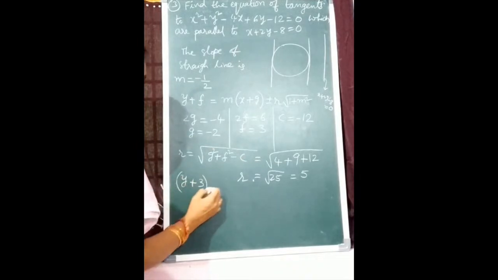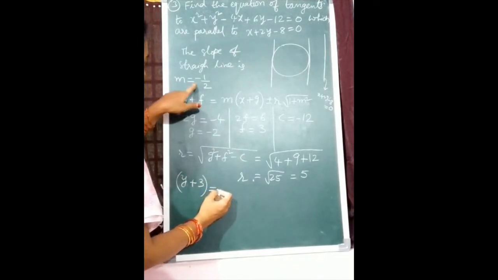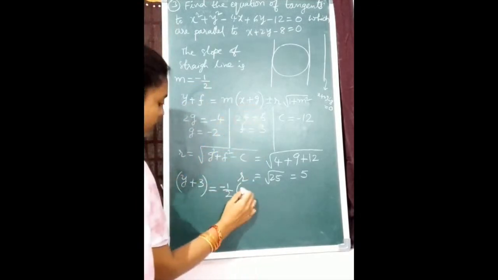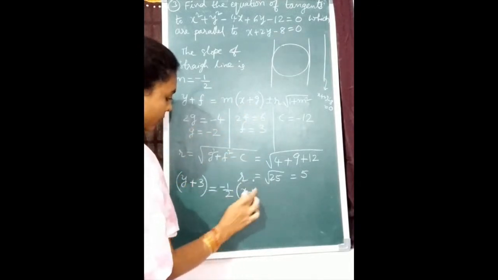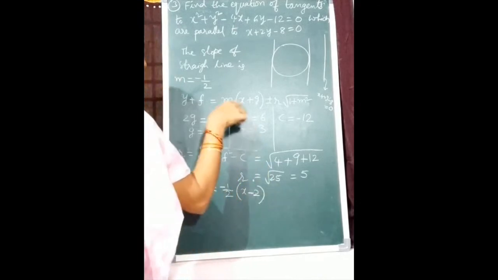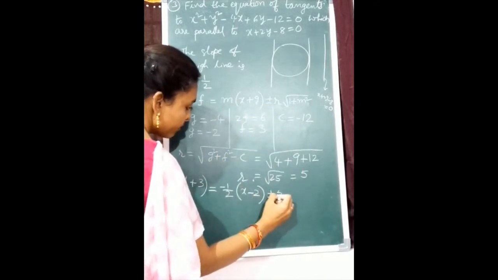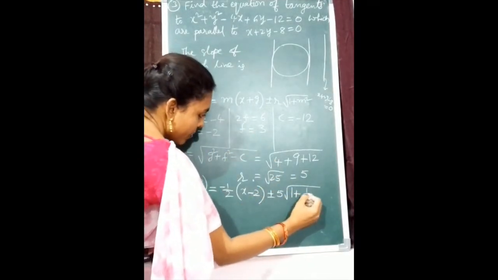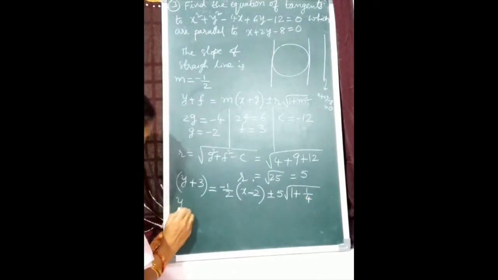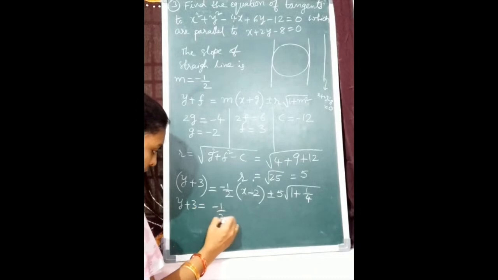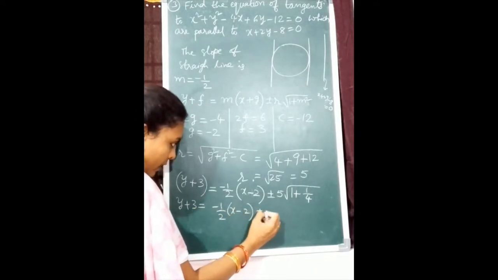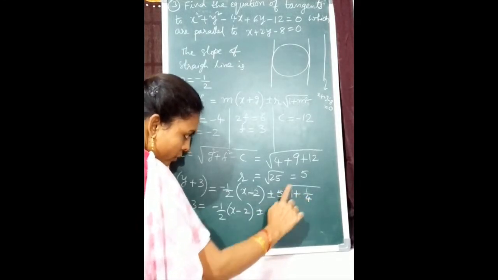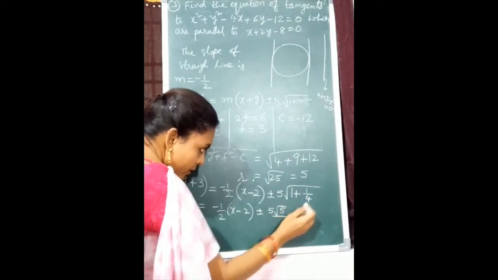y plus f is equal to m into x plus g, where m is minus 1 by 2 and x plus g is equal to minus 2. So x minus 2 plus or minus r into 5 into root over 1 plus m square. m means minus 1 by 2 whole square, that is 1 by 4. So y plus 3 is equal to minus 1 by 2 into x minus 2 plus or minus 5 root of 1 plus 1 by 4, which is 5 by 4. Root 5 by 4 means root 5 by root 4, which is root 5 by 2.